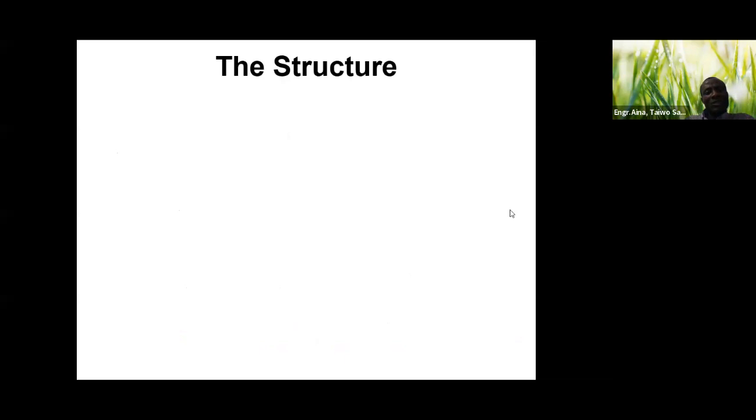Now, let's start with the structure. The first thing, when you are presenting your report, and I'm not talking about the proposal. Now you have your proposal already, your proposal has been approved, and you have to make your design. Now you want to present your report. So we need to look at the structure of the way your report should be written, be it final year project reports, technical reports, or any other report.